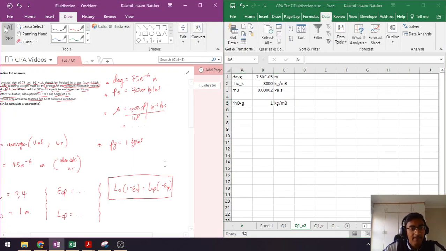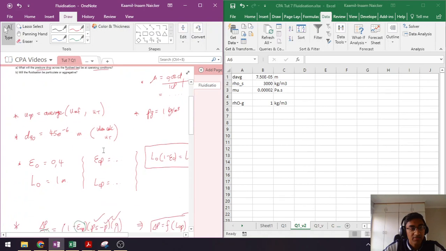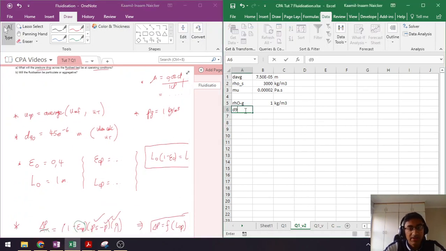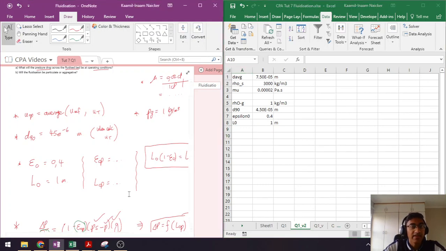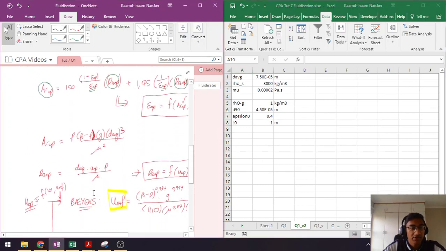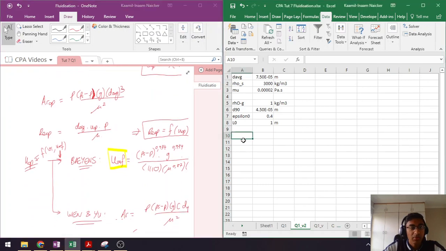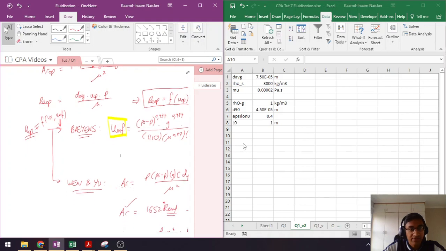Okay. Then I can go into this side, and I think I've got a little bit more information. I know what my D90 is. That's 45 times 10 to the minus 6 meters. I know that my epsilon 0 is 0.4, and I know that my L0 is 1 meter. Okay. The epsilon at the operating conditions I don't know, and the length at the operating conditions I also don't know. So now let's skip all the way down to my Baeyens and my Wen and Yu equation. So let's give that a shot.